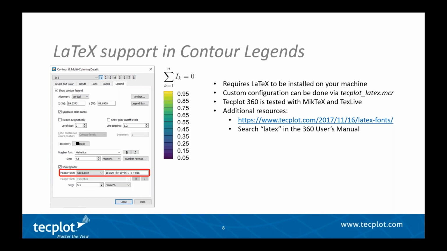Custom configuration can be done via a file included with Tecplot 360 called tecplotlatex.mcr. So that's where you can define which LaTeX packages are available when using it within Tecplot 360. And that tecplotlatex.mcr file, we have designed and tested it with MiKTeX and TeX Live. If you're using another LaTeX package, you may have to get into that file and make some alterations. And please feel free to reach out to us for some help if you need it there.